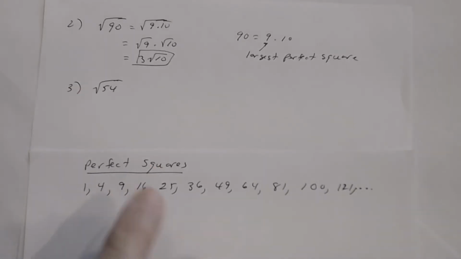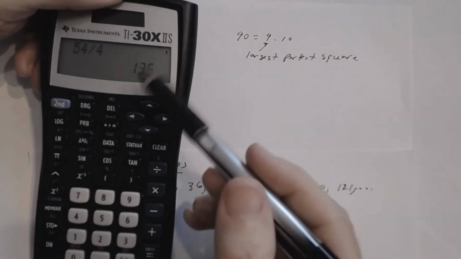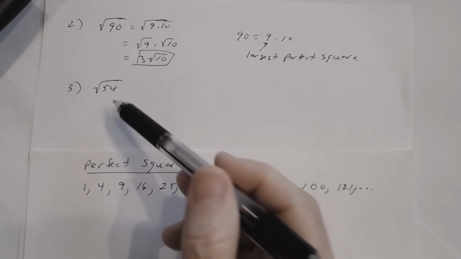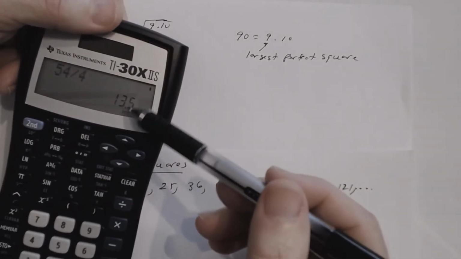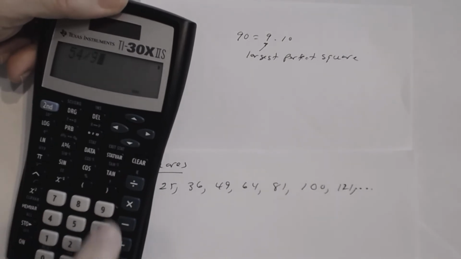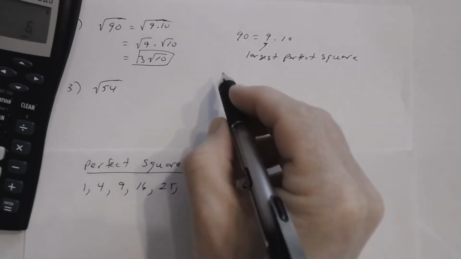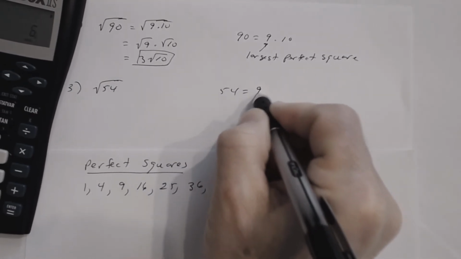Let's do 4 first. 54 divided by 4. It's not, so 4 does not go into 54 evenly because I get a remainder. So let's look at 9. 54 divided by 9. There we go. All right, now I know this. I know 54 is 9 times 6.